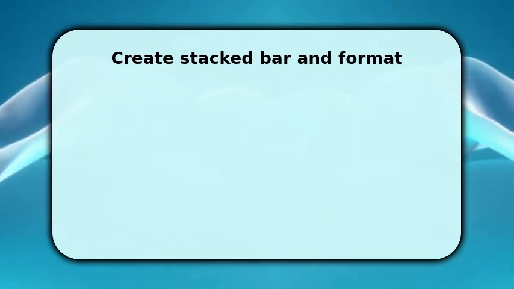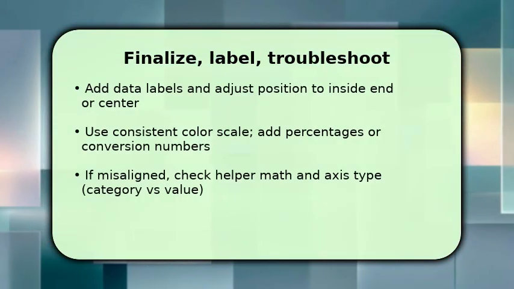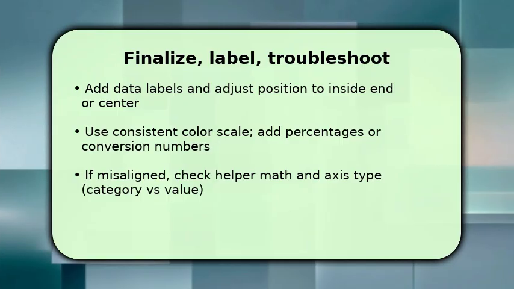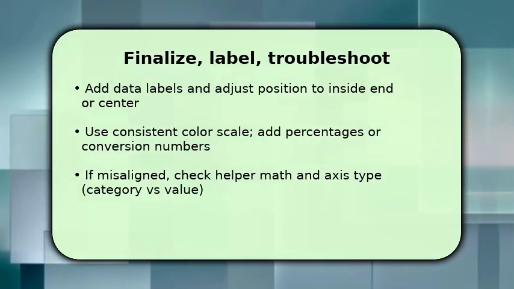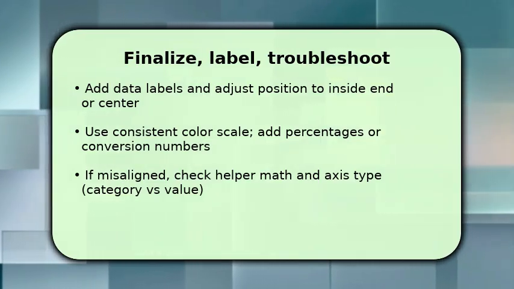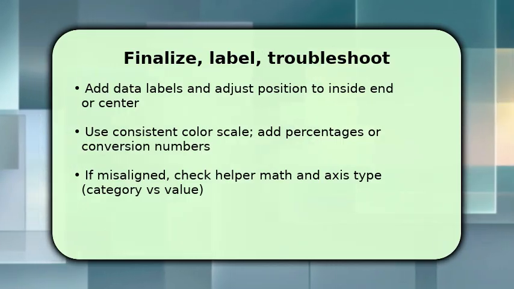You finish by adding data labels to show counts or percentages, choosing inside end or center so labels sit within each funnel segment. Also add a legend or stage labels for clarity. Make sure colors represent progression and that labels show percent of total if that helps interpretation.